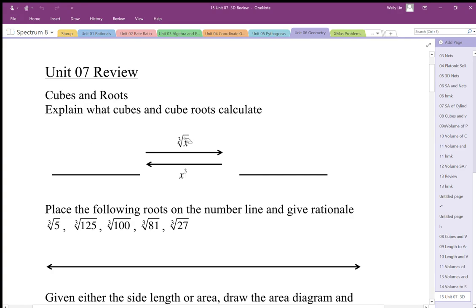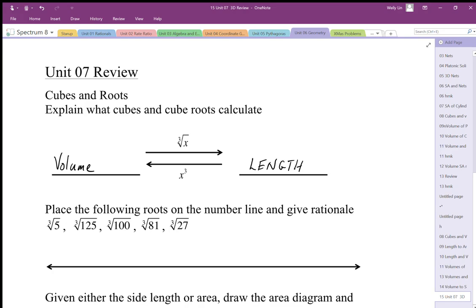So in this case, x would represent the length going this way, and the volume going this way. X in this case represents the length going this way. So the length, when we cube it, we end up with volume. Okay, the volume, when we cube root it, so when that x represents the volume, we cube root volume, we end up with length.